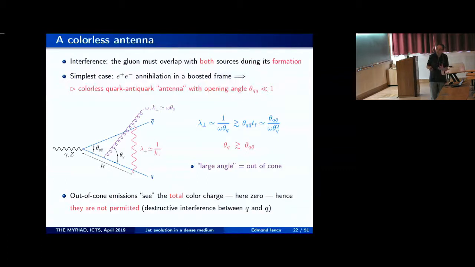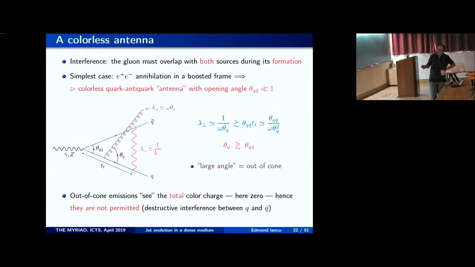It is intuitive that a gluon can know about both the quark and the anti-quark, provided its emission angle is larger than the emission angle of the antenna. And that's easy to check. Again, you would like the gluon to overlap with both the quark and the anti-quark.